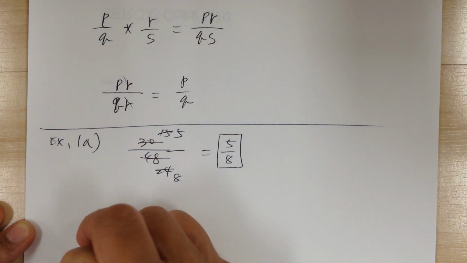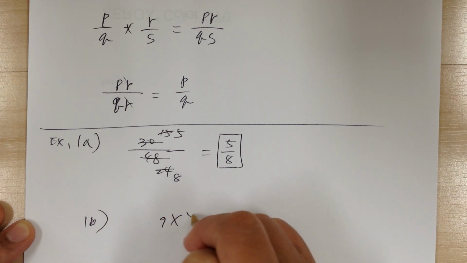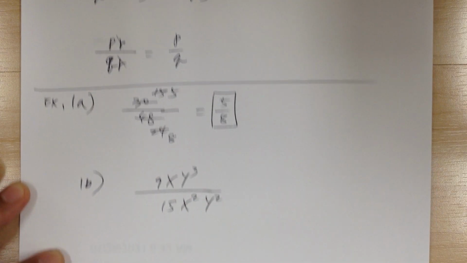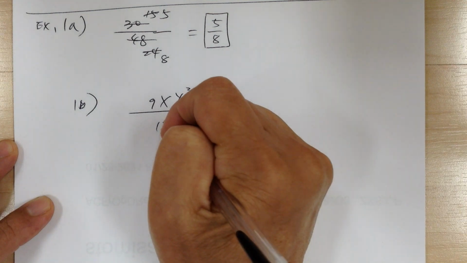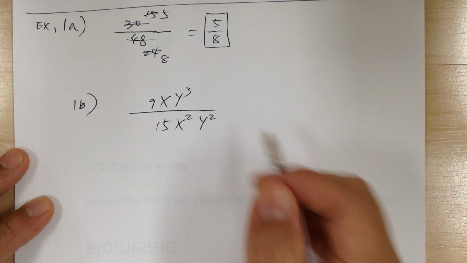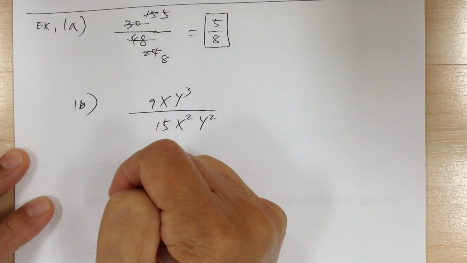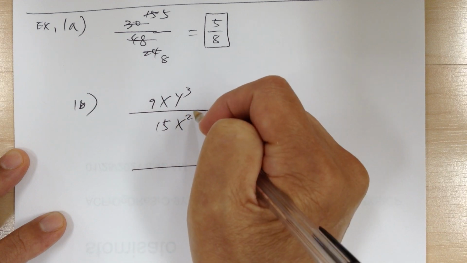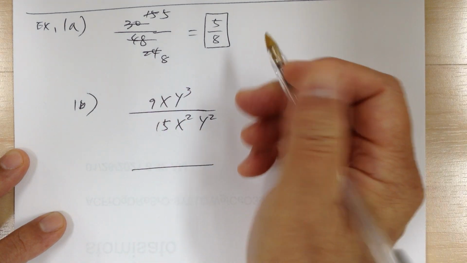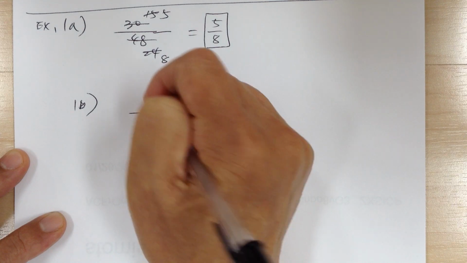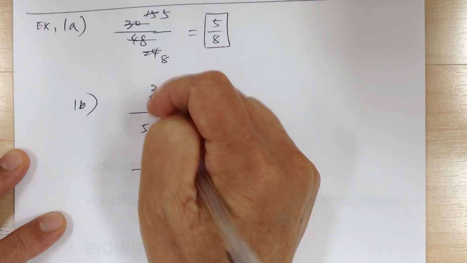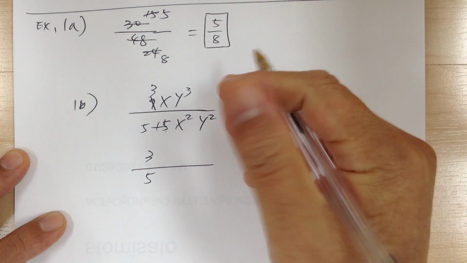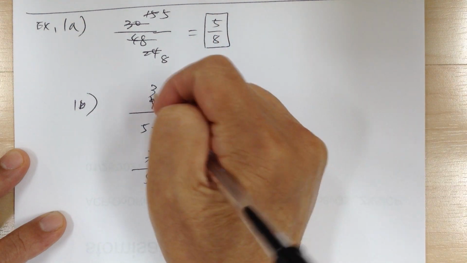Now 1b, you have 9x y to the 3 divided by 15 x squared y squared. When you're simplifying your fraction, you just go down the numbers and then the letters. As you reduce, you probably want to write it down so you don't forget, because sometimes it gets really messy and you might not be able to see clearly. So 9 and 15 are divisible by 3, so you get 3 and 5. Write down 3 over 5, because once you've canceled a whole bunch of stuff, you may not remember what you have left over.